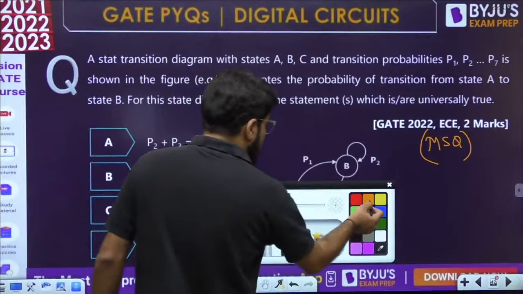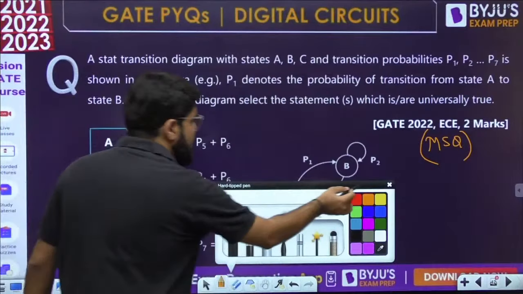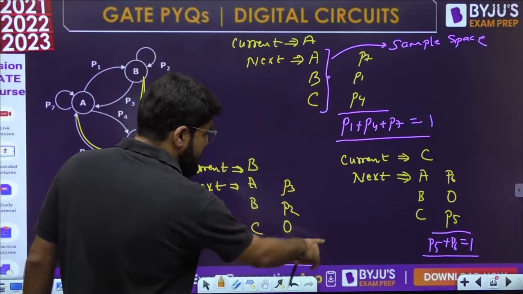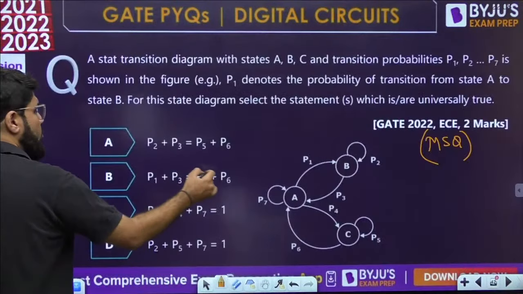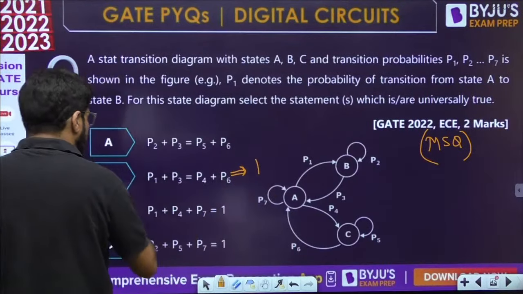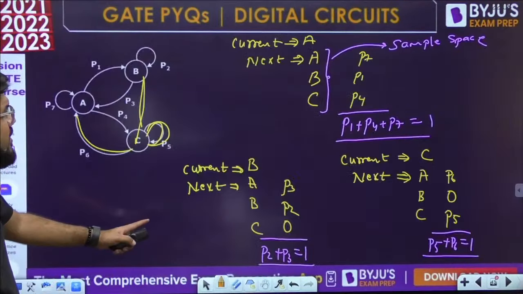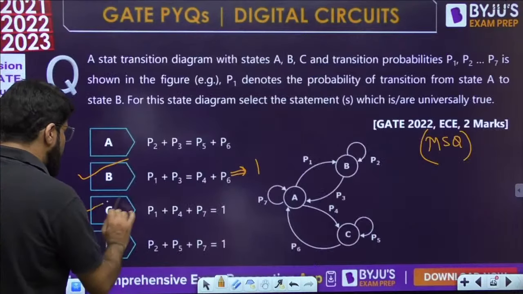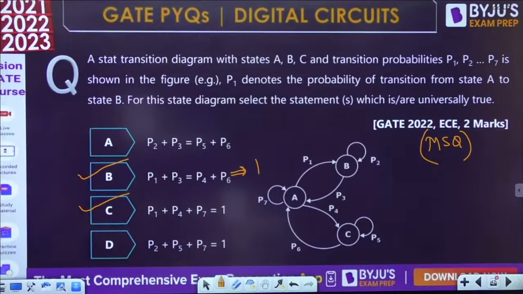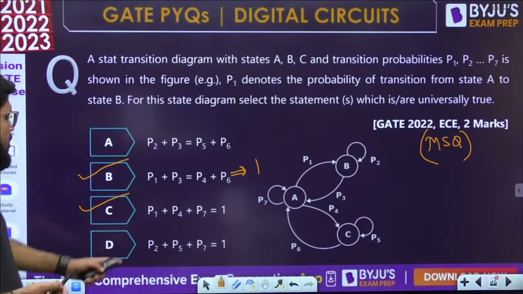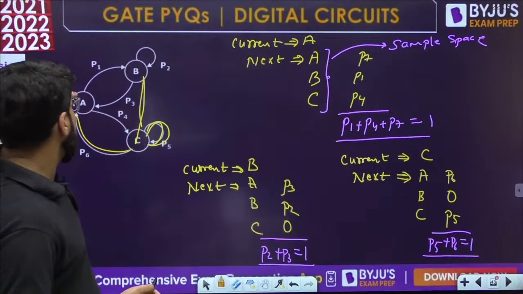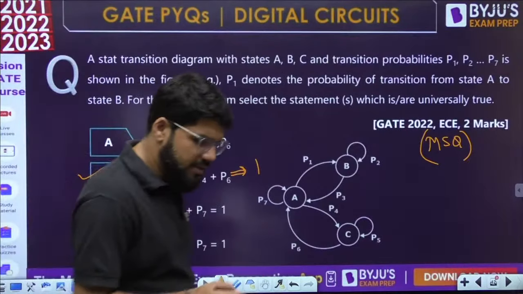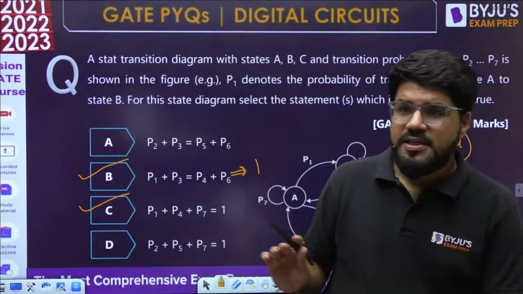Now what are the correct options? It is an MSQ question. Definitely look into this: P1 plus P3 equals P5 plus P6, because both of them are equal to 1. Next, we saw P1 plus P4 plus P7 equal to 1, that is option C. So B and C, two options are correct, it is an MSQ question. Very good.